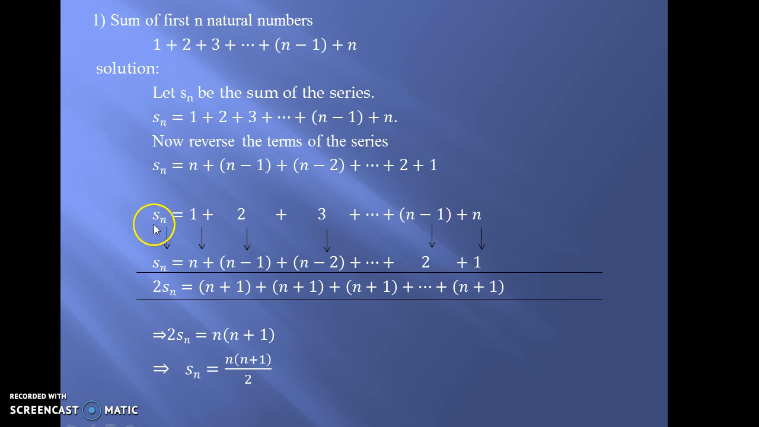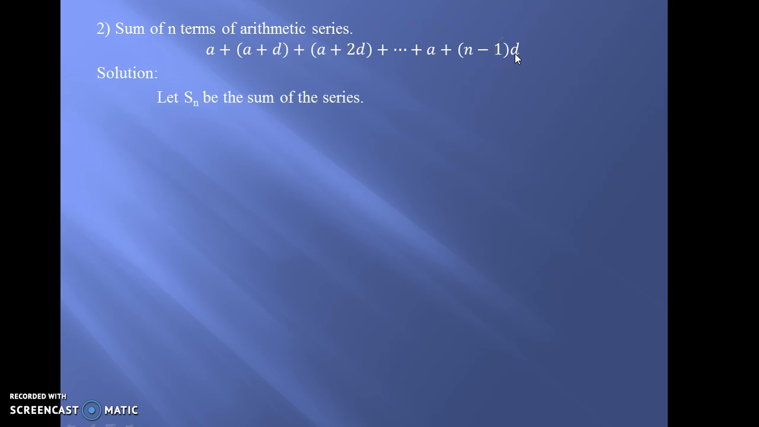In the left hand side we get twice Sn, and in the right hand side we see that sum of each term is n plus 1 and there are n such terms. Therefore, in the right hand side the sum is n times n plus 1. Therefore, Sn is n times n plus 1 divided by 2. This is the sum of first n natural numbers.